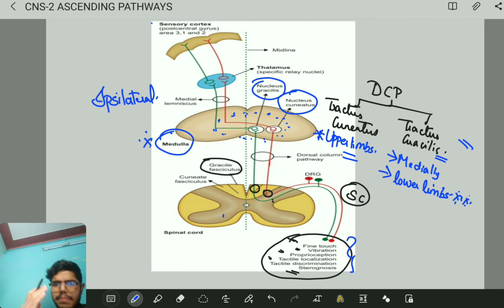You will be describing about them, and then it ends in the nucleus gracilis and nucleus cuneatus. And the second order neurons, what is that? It starts in the nucleus gracilis and nucleus cuneatus and ends in the thalamus. We'll be discussing about that. Fine. Next, third order neurons, from thalamus it moves in sensory cortex, that is specifically to the post-central gyrus area 3, 1 and 2. That's it. This is all about your dorsal column pathway.